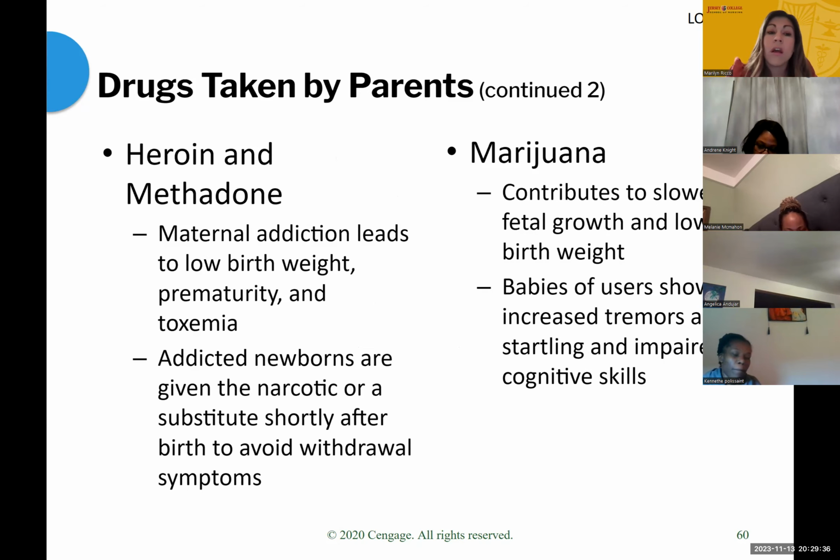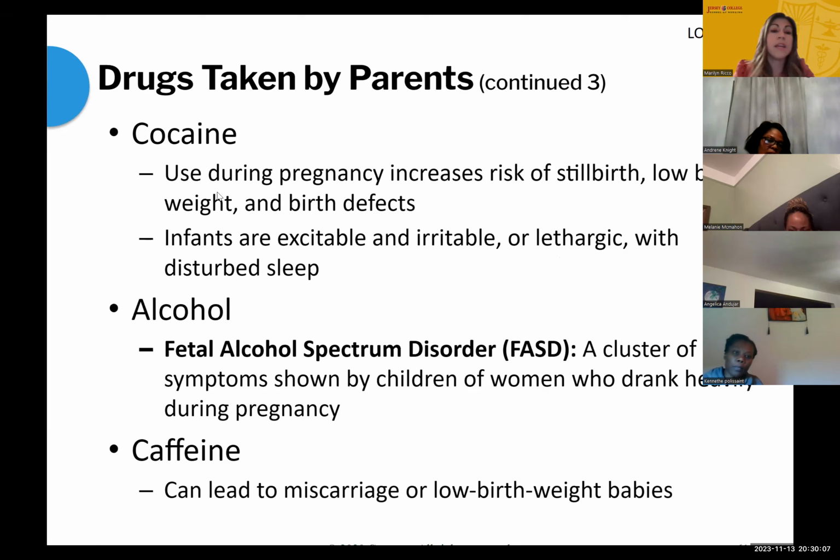Heroin and methadone: maternal addiction leads to low birth weight, prematurity, and toxemia. Addicted newborns are given a narcotic or substitute shortly after birth to avoid withdrawal symptoms. Marijuana contributes to slower fetal growth and low birth weight, and babies of users show increased tremors and startling and impaired cognitive skills. Cocaine used during pregnancy increases risks of stillbirth, low birth weight, and birth defects. Infants are excitable and irritable, or lethargic with disturbed sleep.